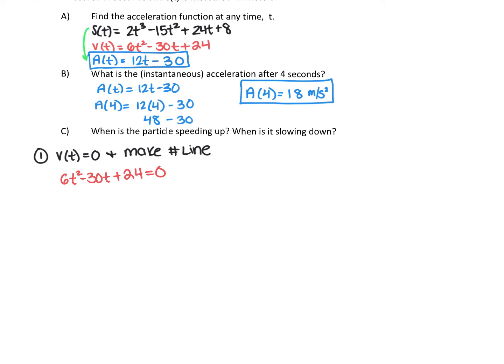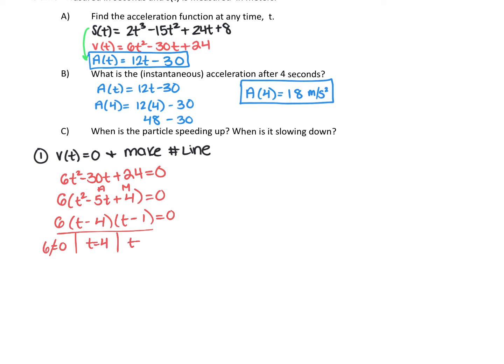So it looks like I can factor this by taking a GCF out of 6. I'm left with t squared minus 5t plus 4. And I can factor this using add multiply. So t minus 4 and t minus 1. And when I do a t-chart, the 6 equals 0 gets rejected. So I have positive 4 and positive 1. So now that we have that information, I'm going to put that on a v of t number line. Remember that time can never be negative, so you always want to include time equals 0. Then we can put time equals 1, and we can put time equals 4.